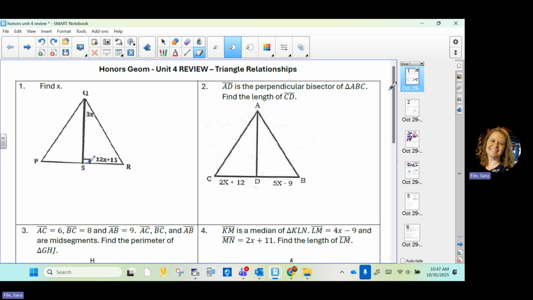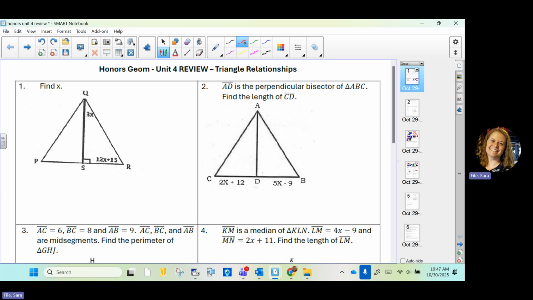So I know this question didn't ask it, but it's good to know what your special segments are. So this is an altitude, meaning it makes a 90-degree angle. So that creates two right triangles, okay? And this right triangle on the right side has two of the angles labeled in terms of x. So 3x is this top angle and 12x plus 15 is the bottom.